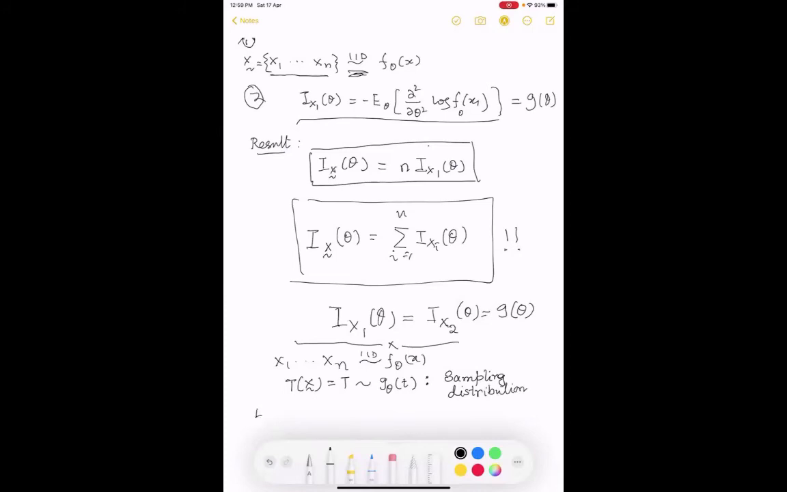An example: if X1 to Xn are IID normal with parameters mu and sigma squared, and my statistic is X bar, then X bar follows normal with mean mu and variance sigma squared by n. This distribution has a special name. It's called the sampling distribution of the sample mean.